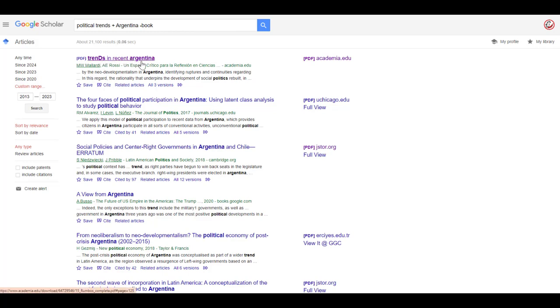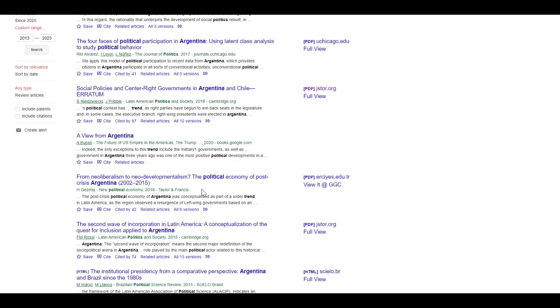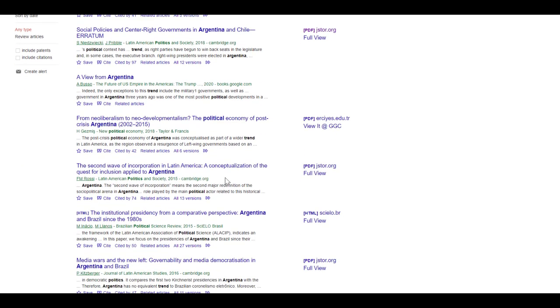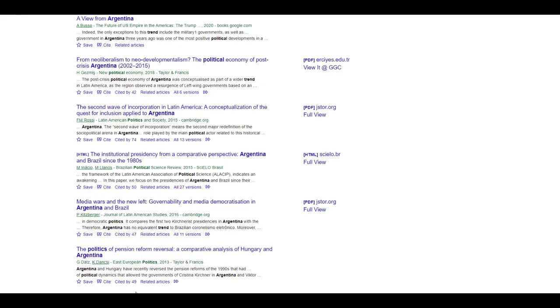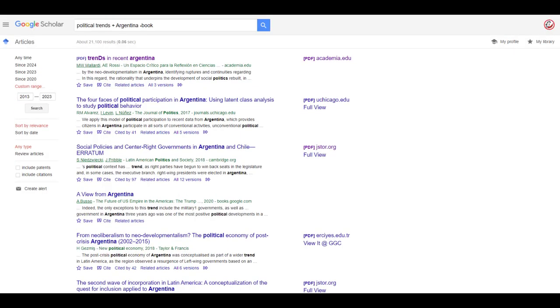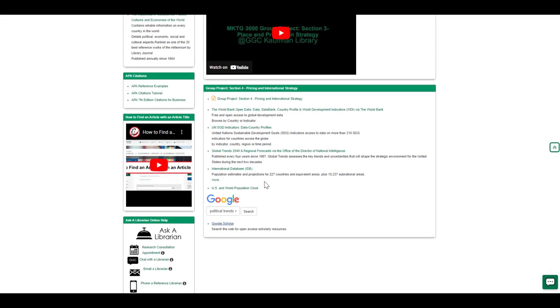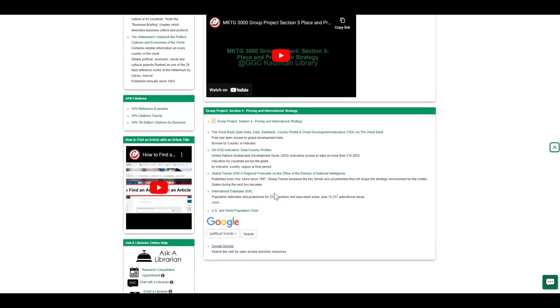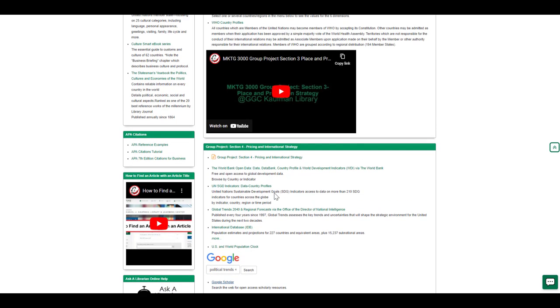Trends in recent Argentina. So this is a report. I actually pulled this one up earlier. It is mainly in Spanish, and I'm not as fluent as I should be, so I'm probably not going to use that one. But this one, the 4 phases of political participation in Argentina, using analysis to study political behavior. I mean, just scroll through results and see what you might come up with, and that could be something else you add to your research. So let me close that. So again, these are resources to help you with the international strategy on your project.